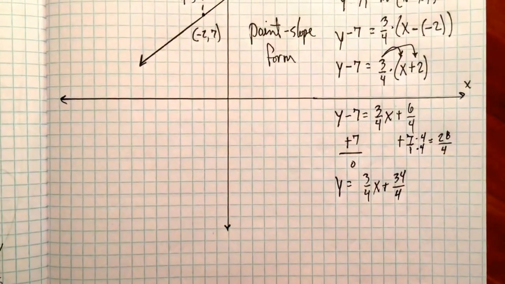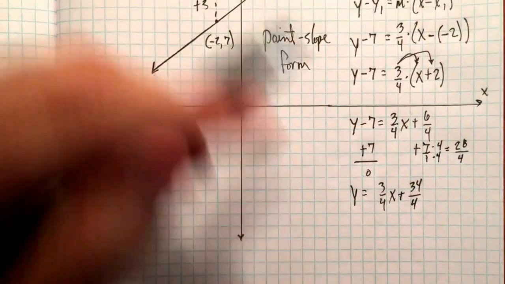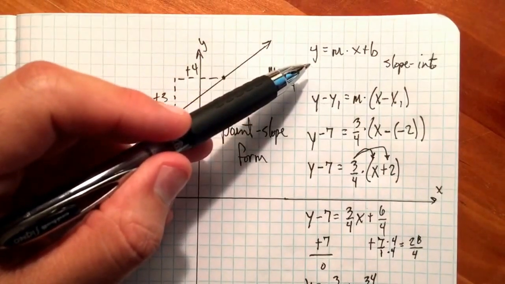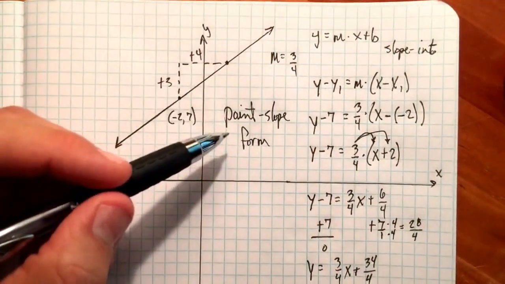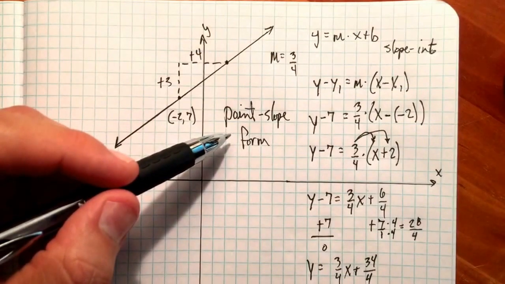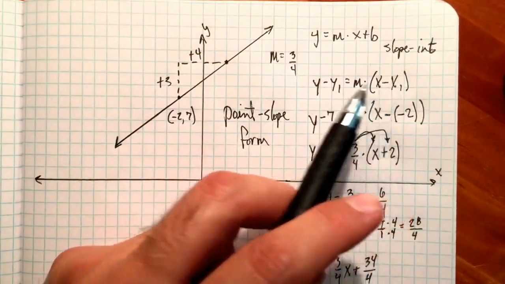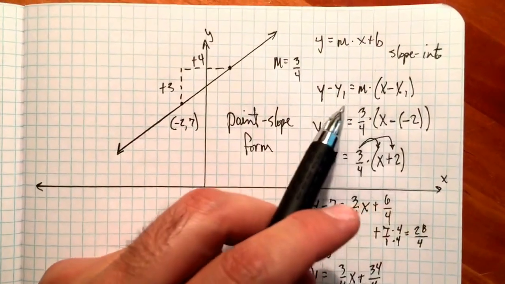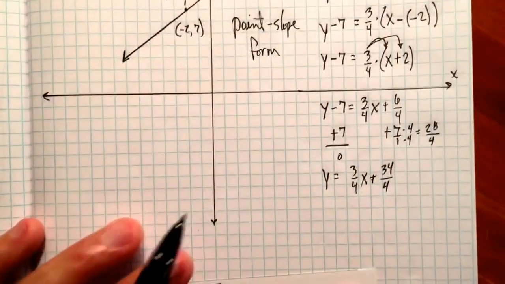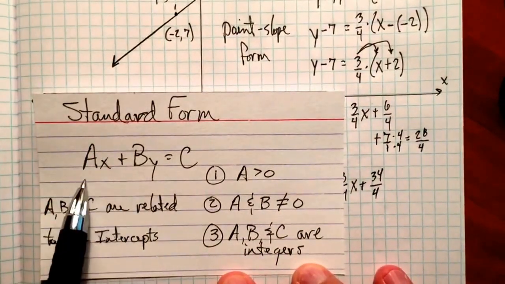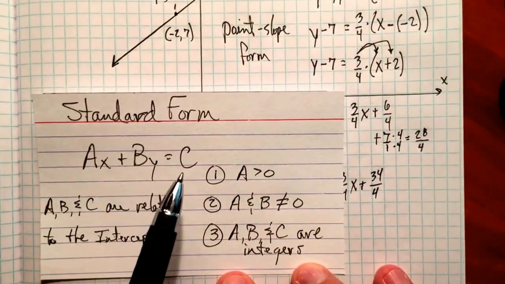Now there's one more form that I need us to know. So far, we've learned and we've known slope-intercept form for quite a while. Today we're going to learn point-slope form, which is fairly straightforward. We need to know m and any point that's on the line, x1 and y1. But this last form is called standard form. ax plus by equals c.